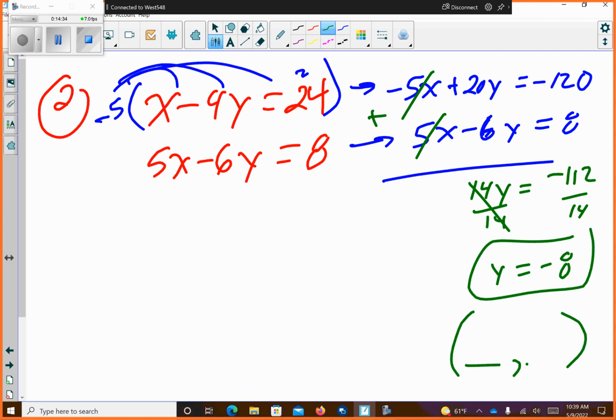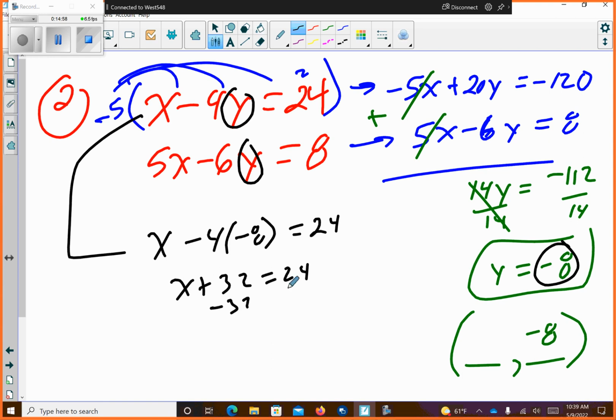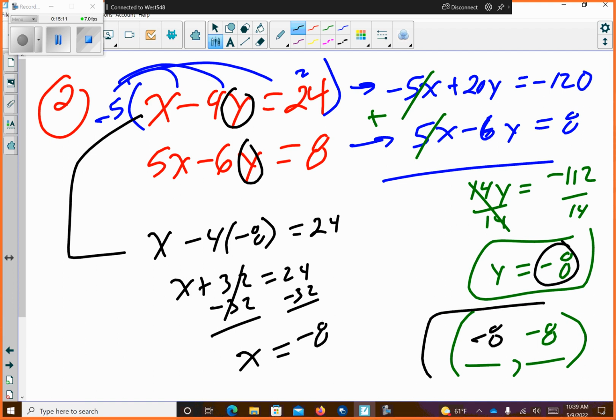So how did I do that? I just went negative 112 divided by 14 on the calculator. So I get negative 8 for the y value. Take this y value, plug it into either of the original equations. I might pick the top one. x plus 32 equals 24. Subtract 32. Those cancel, so x equals negative 8. Our answer is negative 8, comma negative 8. I like it.